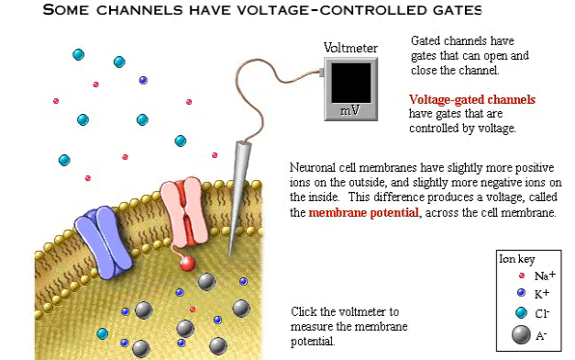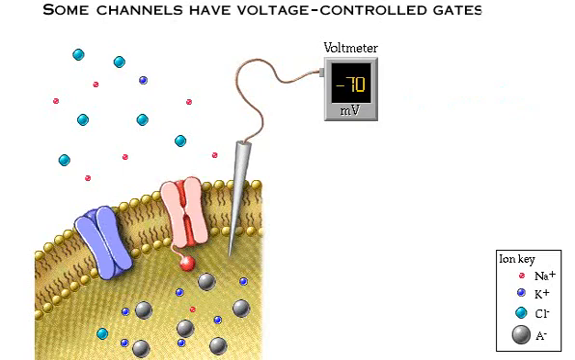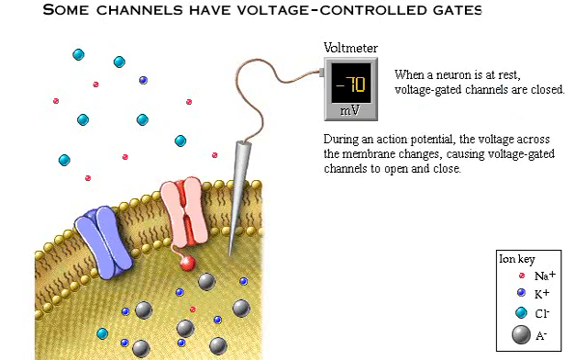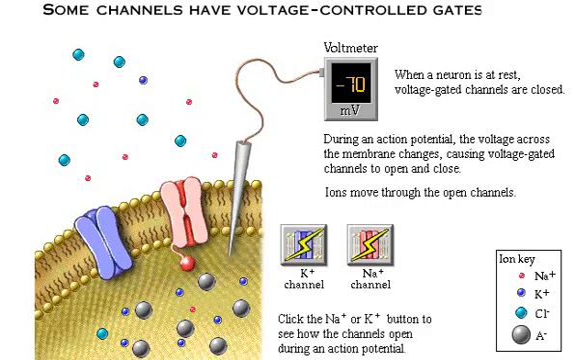Click the voltmeter to see the membrane potential. When a neuron is at rest, voltage-gated channels are closed. During an action potential, the voltage across the membrane changes, causing voltage-gated channels to open and close. Ions move through the open channels. Click the sodium or potassium button to see how the channels open during an action potential. Watch the ions move and the membrane potential change on the voltmeter.